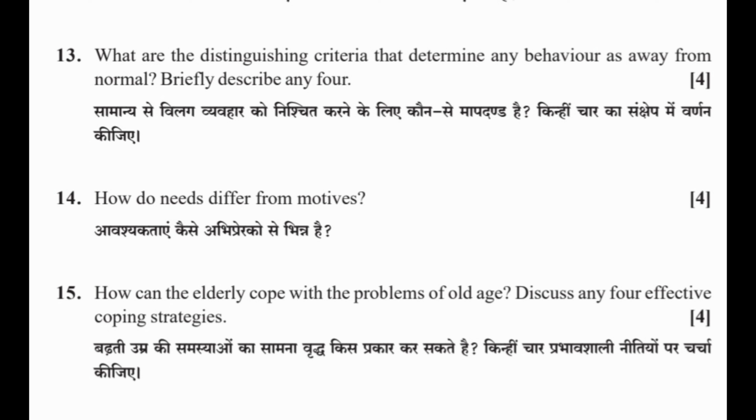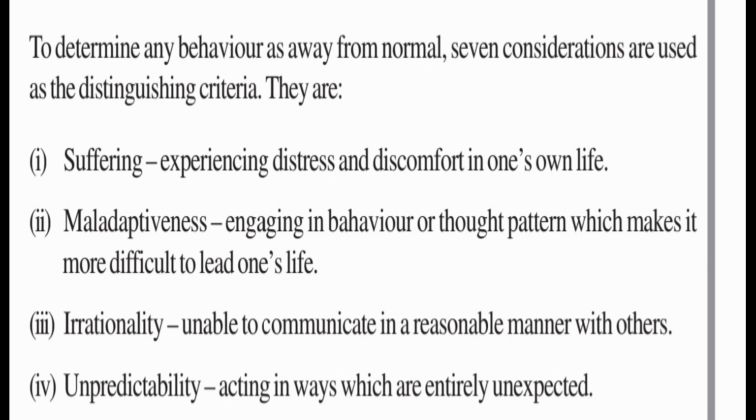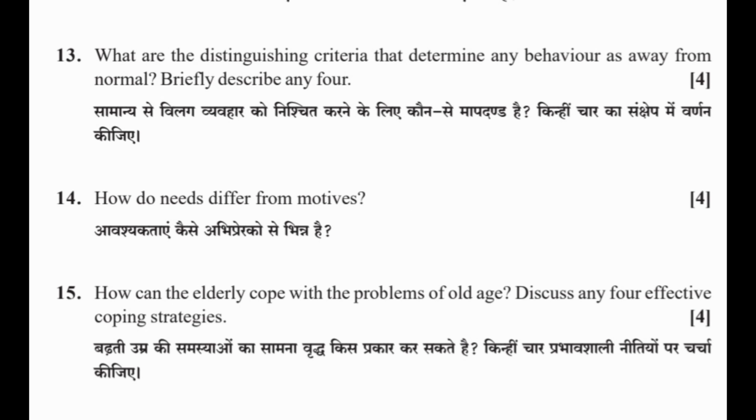13. What are the distinguishing criteria that determine any behavior as away from normal? Briefly describe any four. To determine any behavior as away from normal, 7 considerations are used as distinguishing criteria. They are: 1. Suffering, 2. Maladaptiveness, 3. Irrationality, 4. Unpredictability.